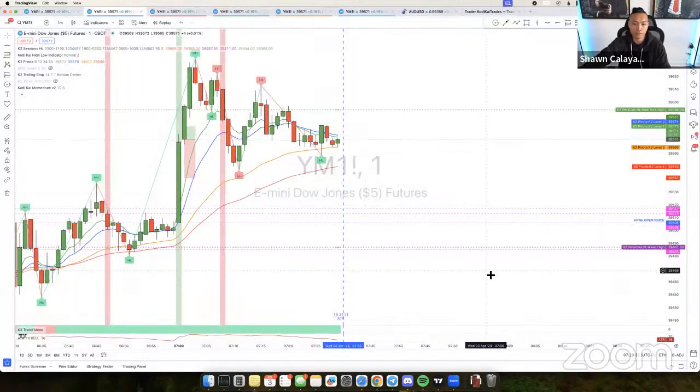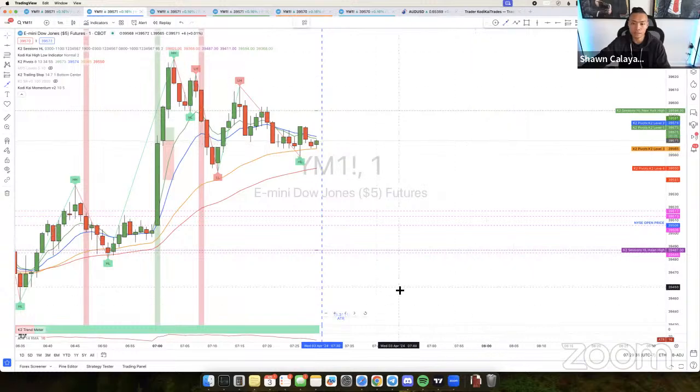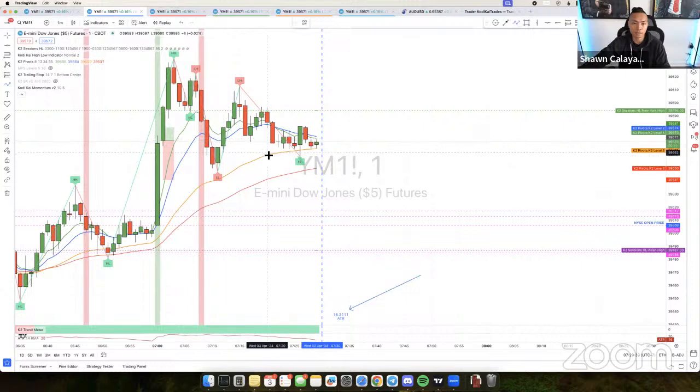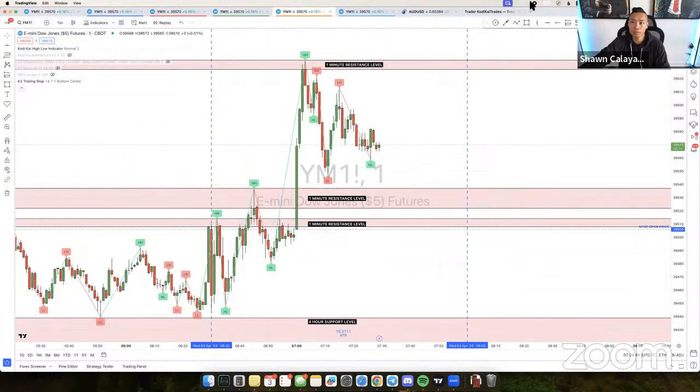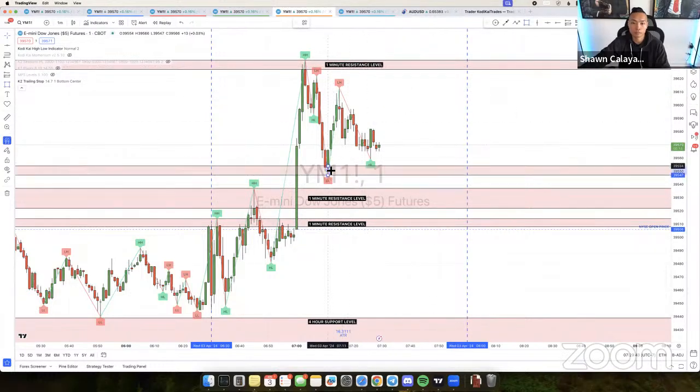The market's pretty flat now. The ATR is down to 16, which is not necessarily slow, but there's no direction in the market as price continues to go back and forth. Looking at this here, here's our clean chart. We got this here, and this is going to be the 1 minute support level.